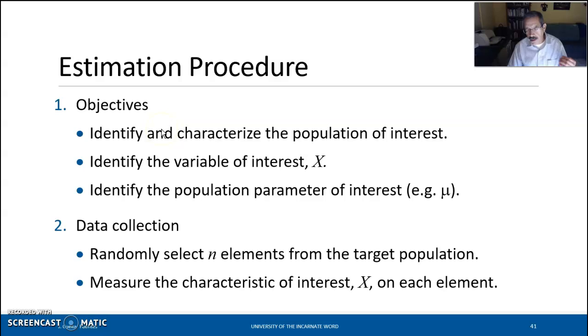First, the objectives of this estimation procedure are to identify the population of interest, which we call the target population, identify the variable of interest, the thing that you're going to measure on the elements that you took from the population, and then determine what population parameter is of interest. Once you do that, you design a data collection plan where you randomly select a certain number of elements from the target population, and then you measure the characteristic of interest on each of those elements that you selected.